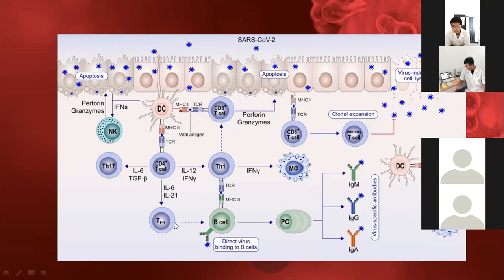The follicular helper will help B cells to develop into plasma cells and promote the production of IgM, IgG, and also IgA. These are the isotypes of virus-specific antibodies. And the tissue macrophages and DC will also present the viral antigens to CD4 T cells.